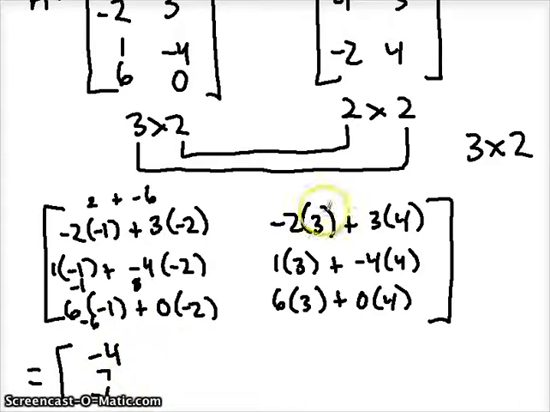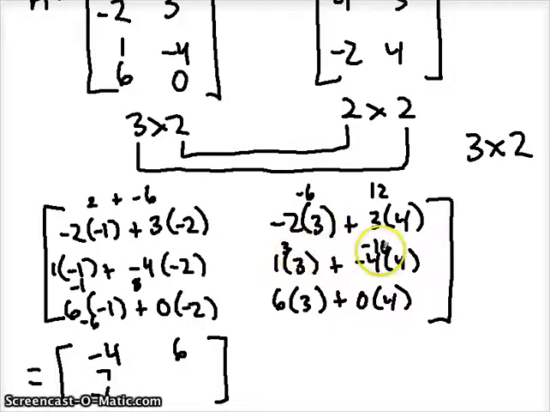Let's move on to the second column. -2 times 3 is -6, plus 3 times 4 is 12. So add those together, we get a +6. We close up our brackets, we know we don't need any more room. 1 times 3 is 3, and -4 times 4 is -16. So combine those two, 3 and -16, we get -13. And last thing, 6 and 3 is 18, plus 0 times anything is 0, so we just get 18.